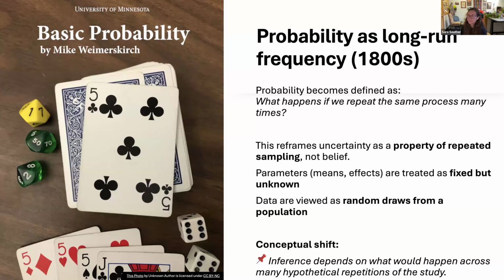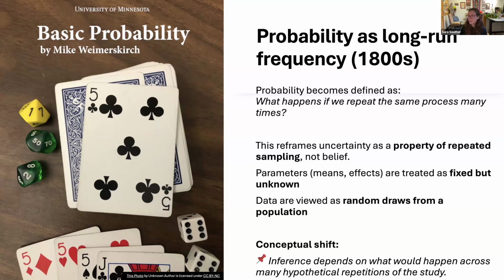Okay, so next, we come into the 1800s, and this is where probability itself gets a very specific definition within the frequentist framework. Instead of probability being about belief, like I think there is a good chance of rain, it becomes about long-run frequency. So, what would happen if we repeated that same process many, many times? This reframes uncertainty as a property of repeated sampling, not personal belief. The parameters we're trying to estimate, means, treatment effects, are treated as fixed but unknown.